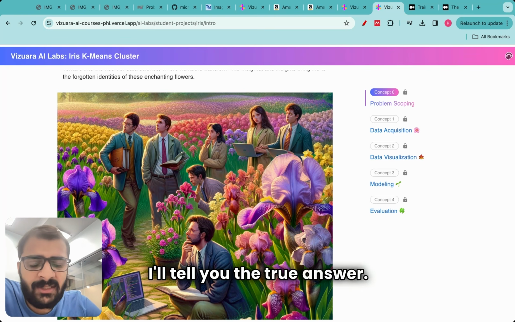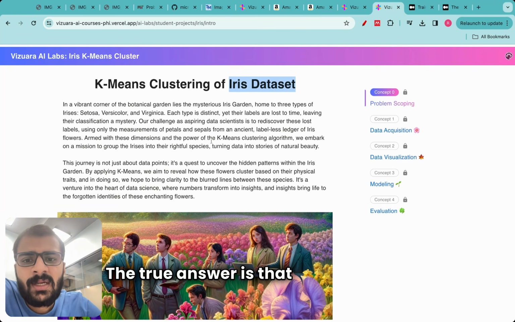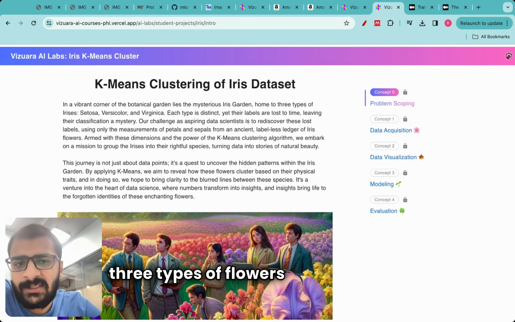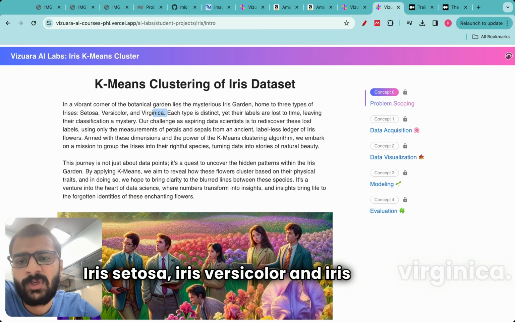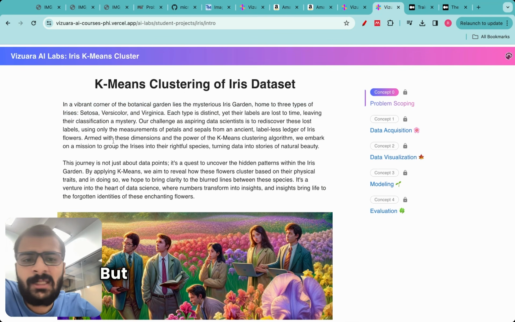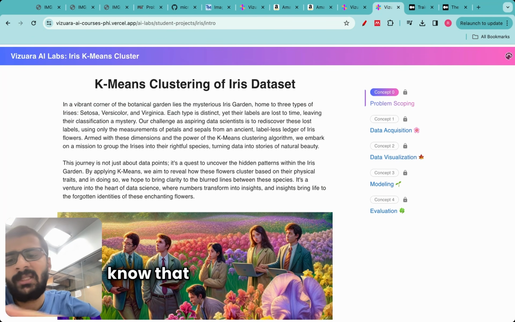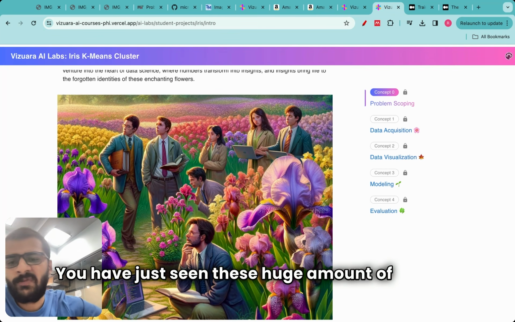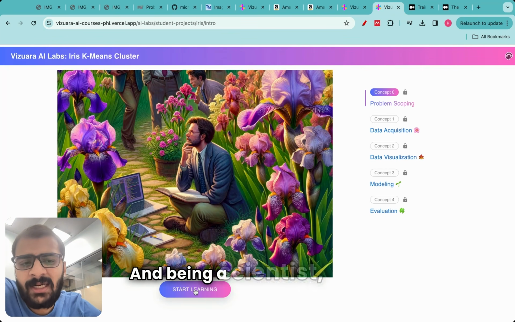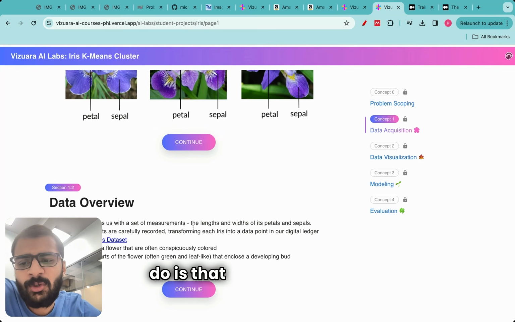I'll tell you the true answer. The true answer is that there are only three types of flowers in this garden: Iris setosa, Iris versicolor, and Iris virginica. But the main question is that you don't know that there are only three types. You have just seen this huge amount of flowers, and being a scientist, what you do is that you collect data.